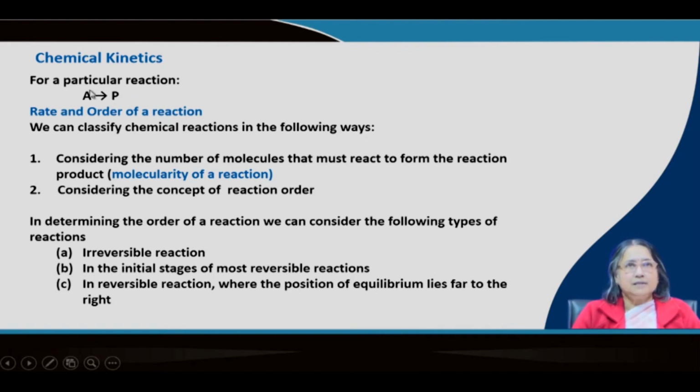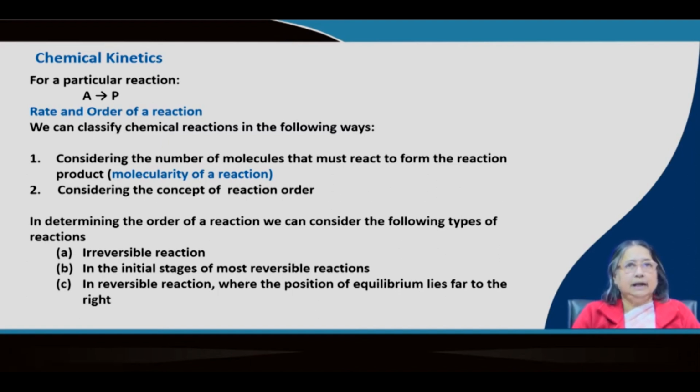So, to talk about the chemical kinetics, let us start with a very simple example. Say for example, A is a reactant which is giving a single product P, then rate and order of a reaction is very important, and actually the reactions we can think about in two different ways. We can classify the chemical reaction in two different ways. The first is the molecularity of reaction, that means considering the number of molecules that must react to form the reaction product, that is the molecularity.